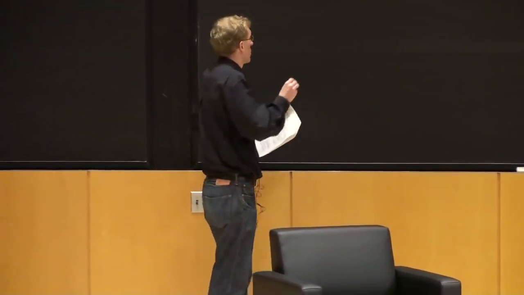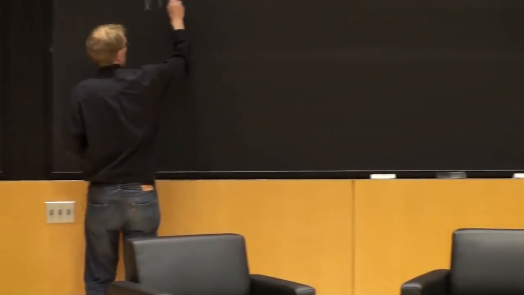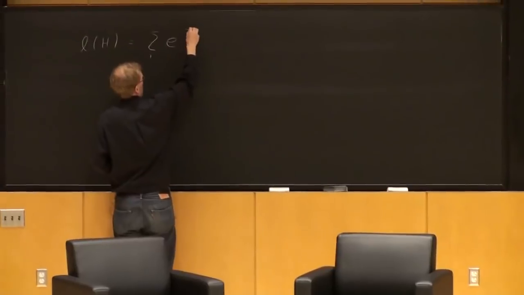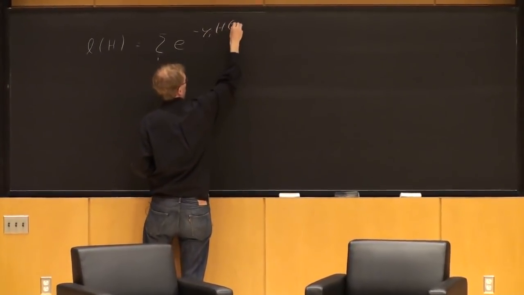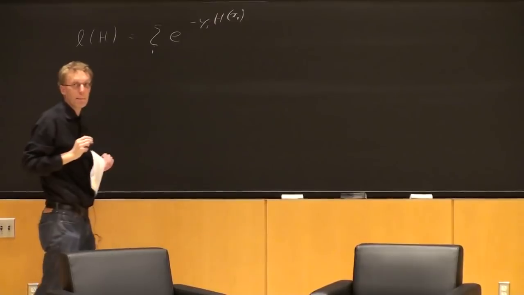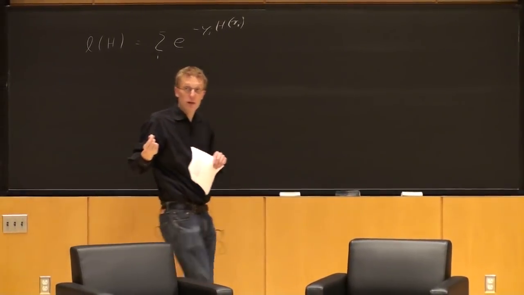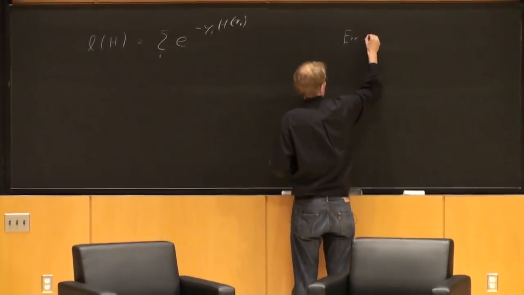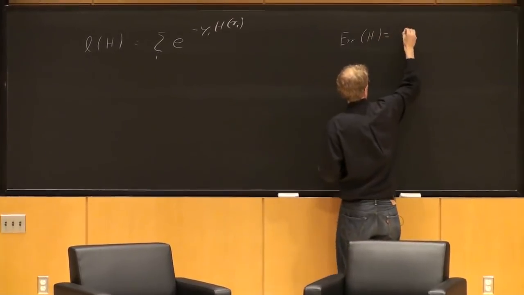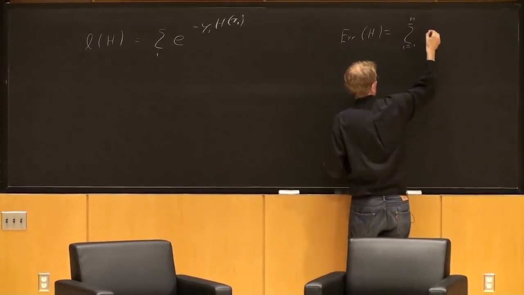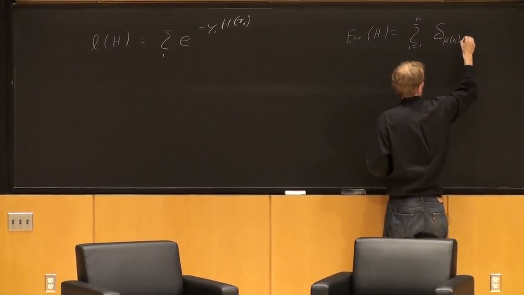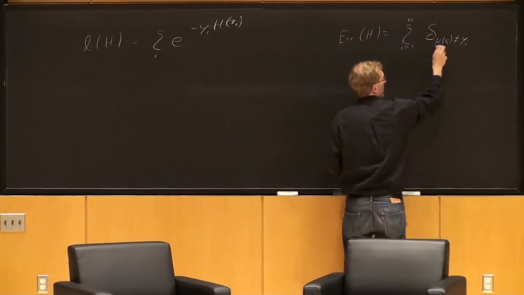It's easy to show two things. The loss of a classifier is the sum over i of e to the minus y_i h(x_i). And the training error of a classifier is the following: error of h equals the sum over i equals 1 to n of delta[h(x_i) does not equal y_i], which is 1 if that's the case and 0 otherwise.